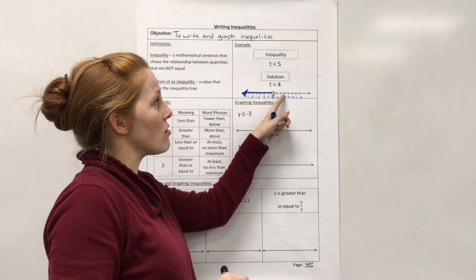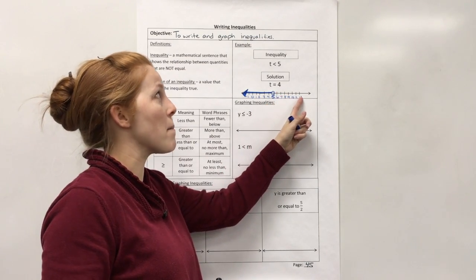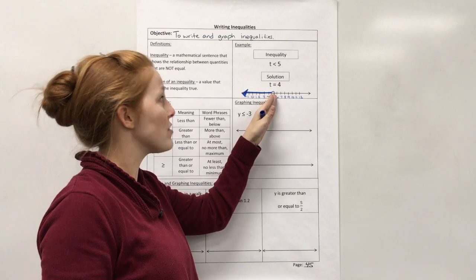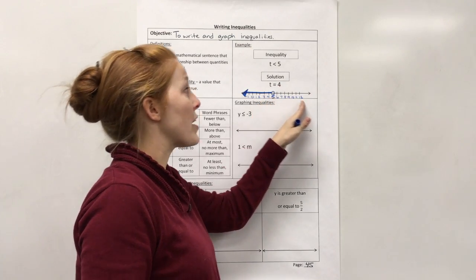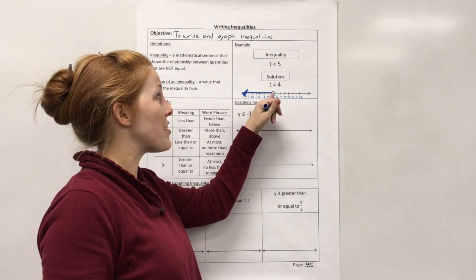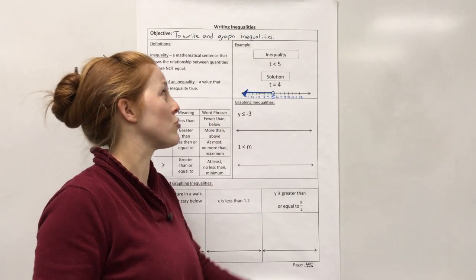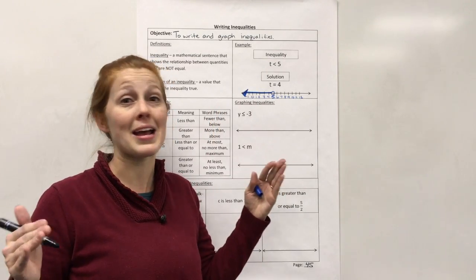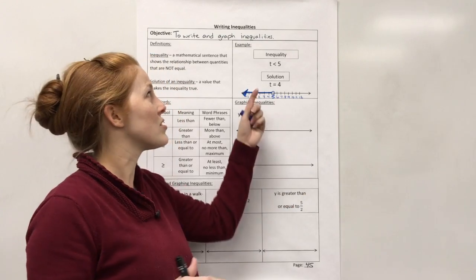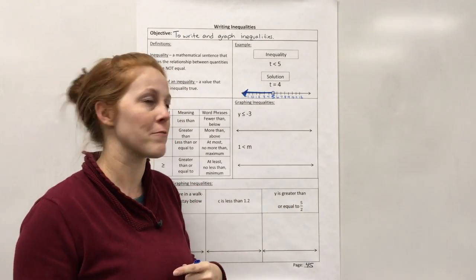So all of these also would not be solutions because these are not less than 5. 5 is not less than 5. Anything greater is not less than 5. Anything to the left, however, would be a solution. Even 4.999999999 would still be a solution because it's less than 5.